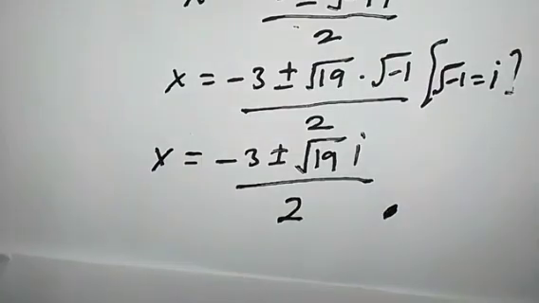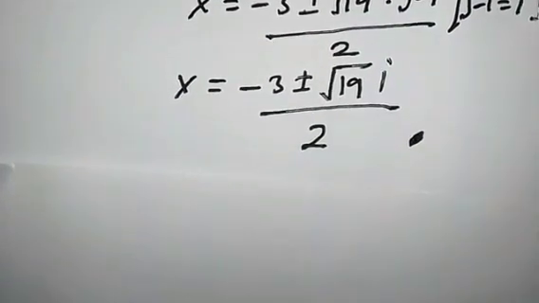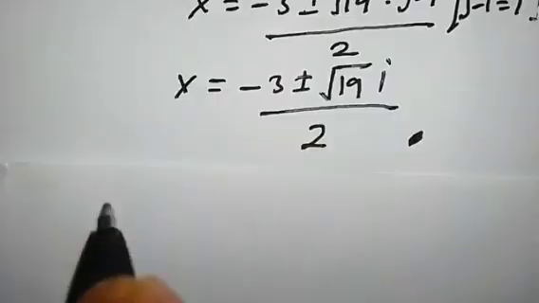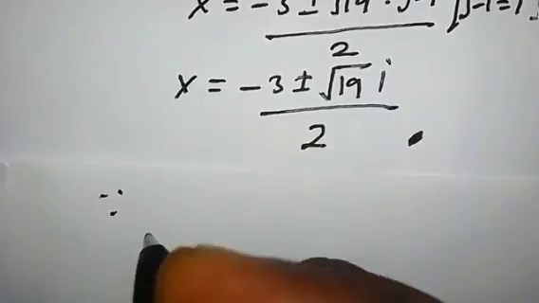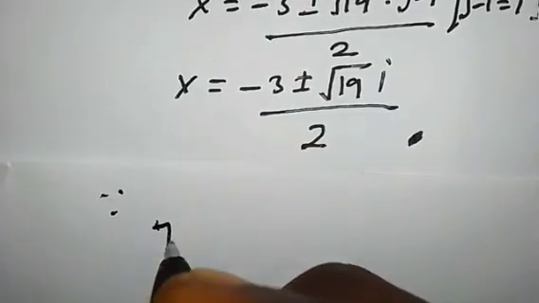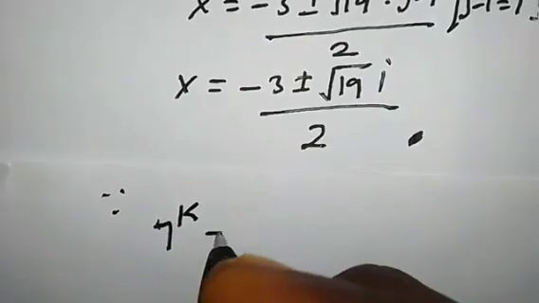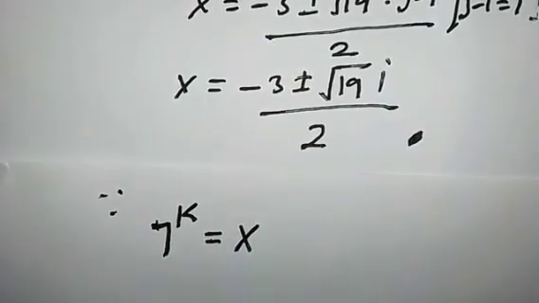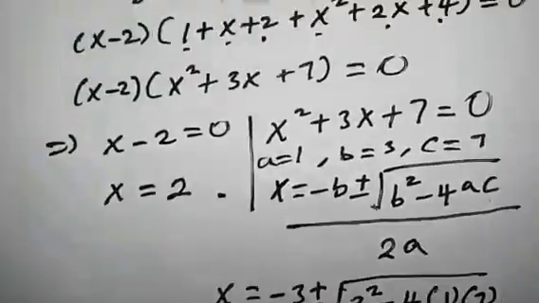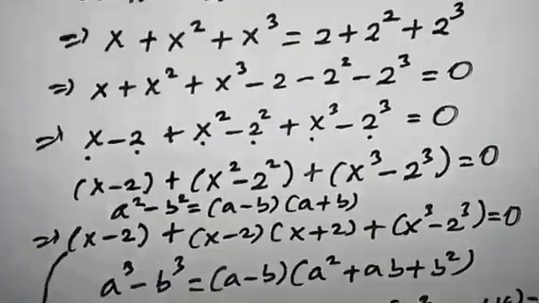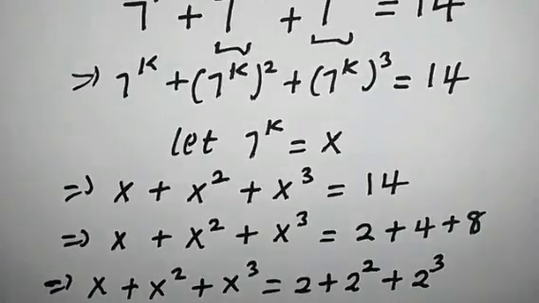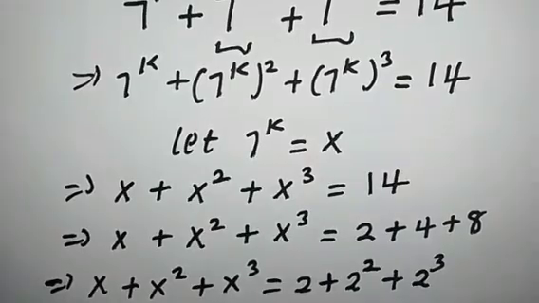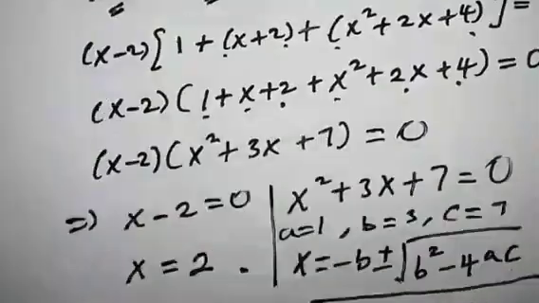But don't forget, our main goal is to find what? It is to find the value of k. So since 7 to the power of k is equal to x, let me show you where we got this condition. It's from this line. Let's proceed further.